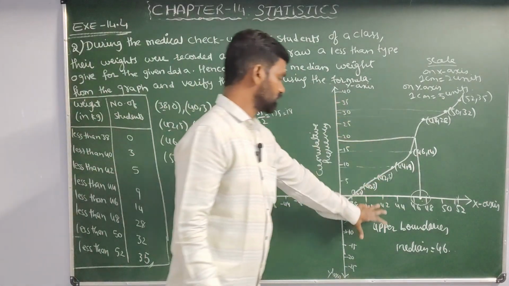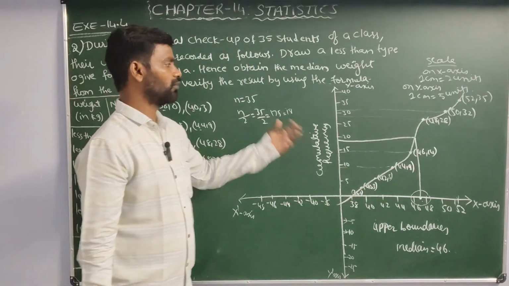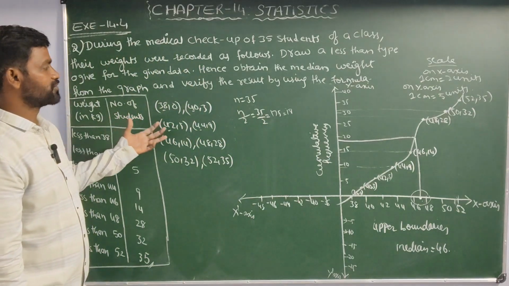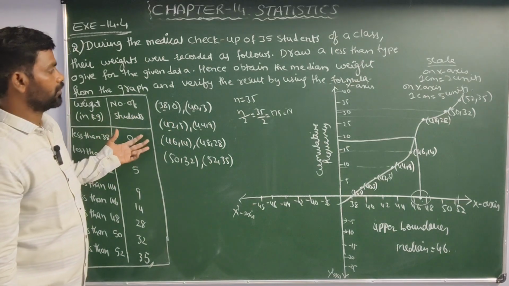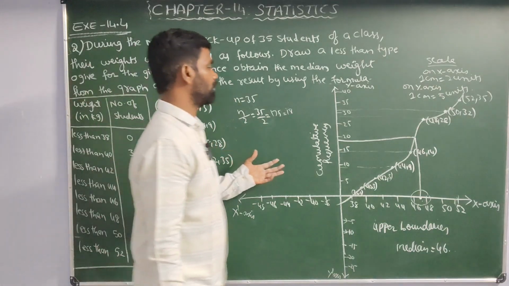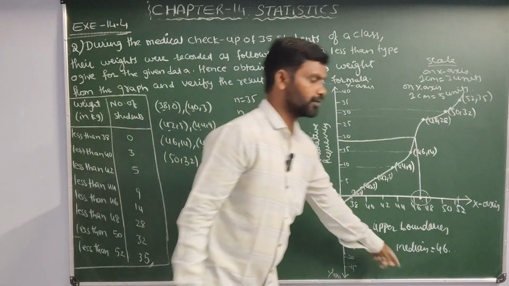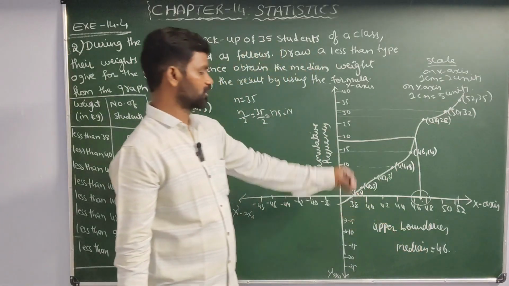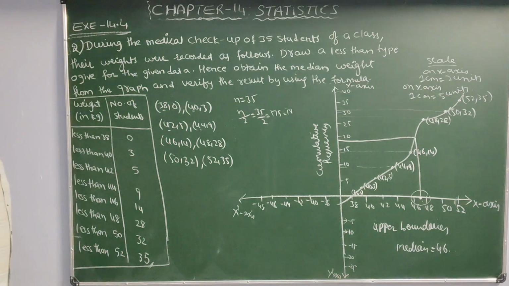So whatever we have done by using a graph, now we have to do by the formal method, which we have studied in exercise 3. By using the exercise 3 process, we are going to find the median. That median and this median must tally. Here we got approximately 46 point some change. Let us find it in our formal method.